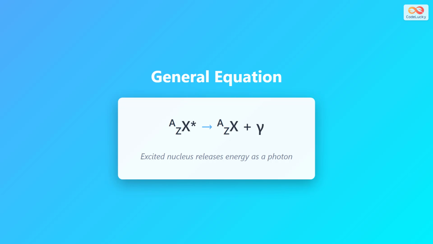The general equation for gamma decay shows an excited nucleus, represented by X* with mass number A and atomic number Z, transitioning to its ground state. The nucleus releases a gamma ray photon while retaining the same mass number A and atomic number Z. The asterisk indicates that the nucleus is in an excited, higher energy state before the decay occurs.